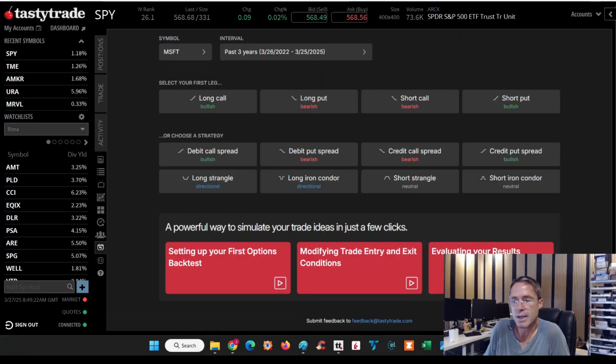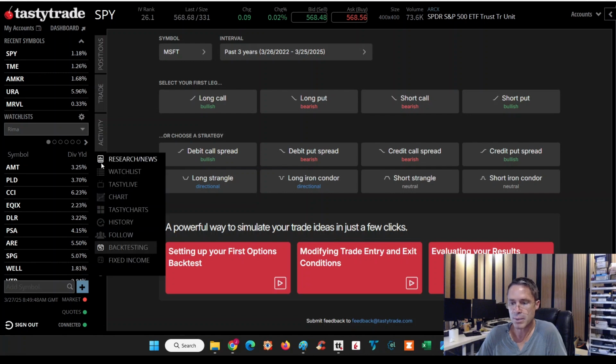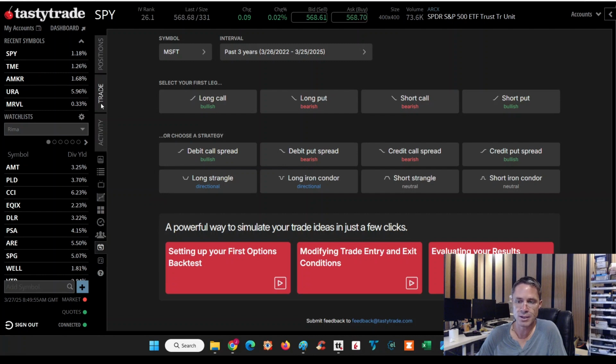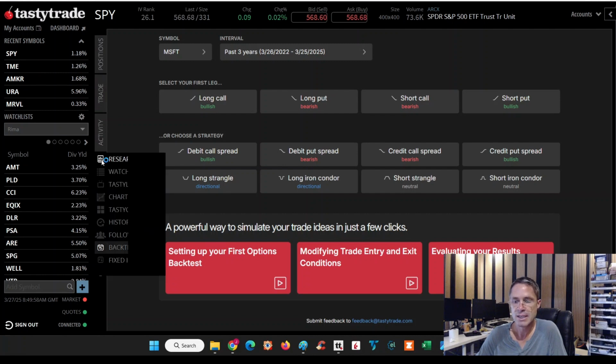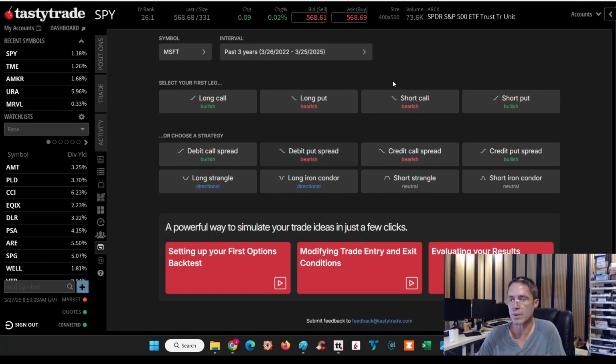All right, so if you open up an account with Tastytrade, I use them for option trading. It's a US broker. You do have to send your money to the US to fund the brokerage account. And then from there, you can trade US stocks, options, futures, commodities, and so on. This is the platform. There's a bunch of tabs. Your positions are at the top, then you can place a trade, that's your trading activity. And then you've got research, watch list, Tasty Live, charts, Tasty charts, history, follow, and then backtesting. So that's where we've gone to, backtesting.